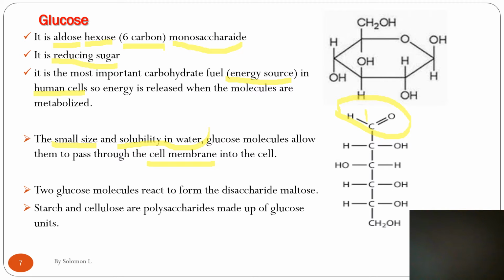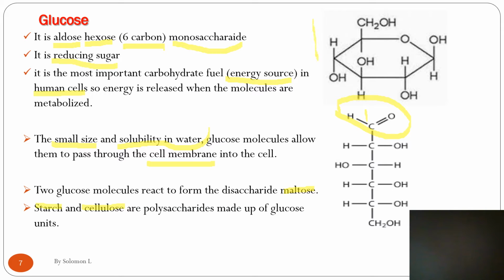Two glucose molecules react with each other to make a disaccharide known as maltose, which is malt sugar, the sugar found in malt. These two glucose molecules in maltose are joined together by a glycosidic bond. Similarly, starch and cellulose, which are polysaccharides, are made up of glucose. Still, different glucose molecules in these polysaccharides are joined together by glycosidic linkage.